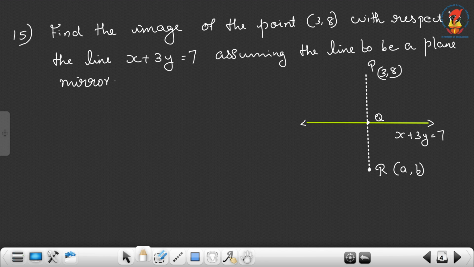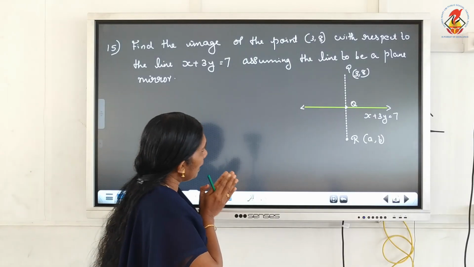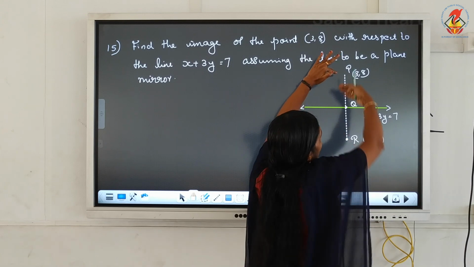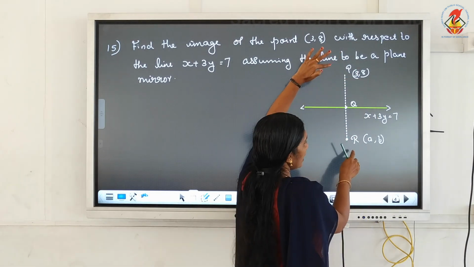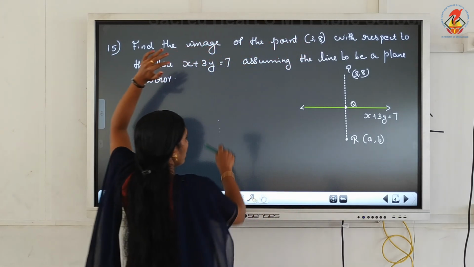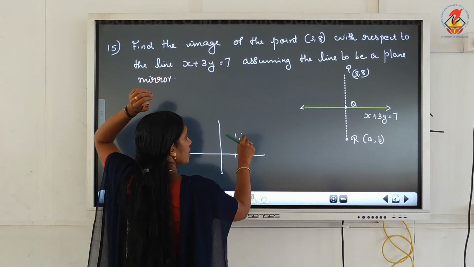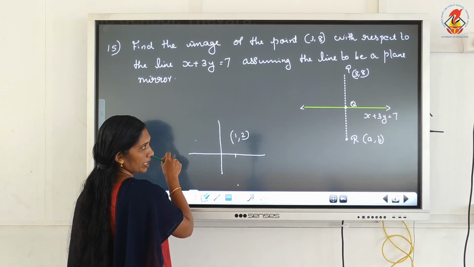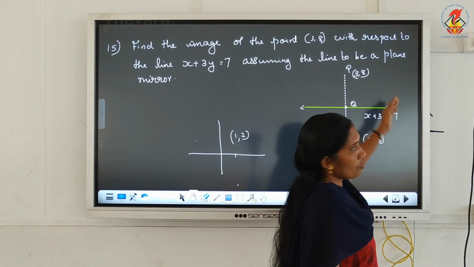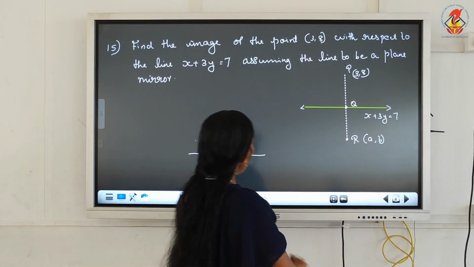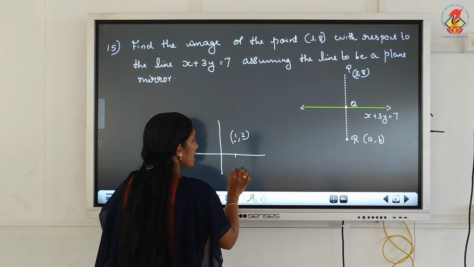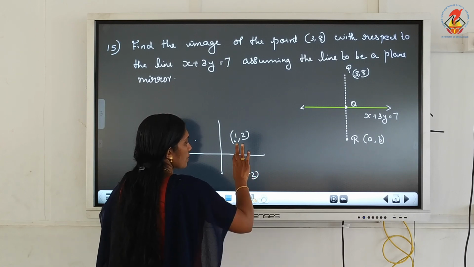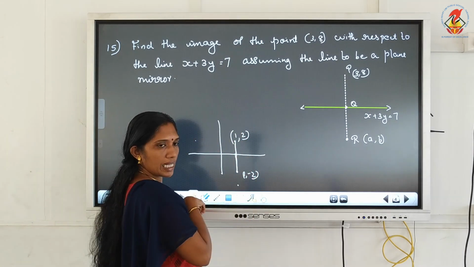There is a line. Assuming that the line is a plane mirror, then P is the point and its image is here, that is R. Like in quadrants, if the point (1, 2) is here, its image with respect to x axis is here, with respect to y axis is here. Here, I draw the line like this. So, its image is here, R. And we know that for this (1, 2), what is the image here? It is 1, but it is minus 2. So, this length and this length must be same.